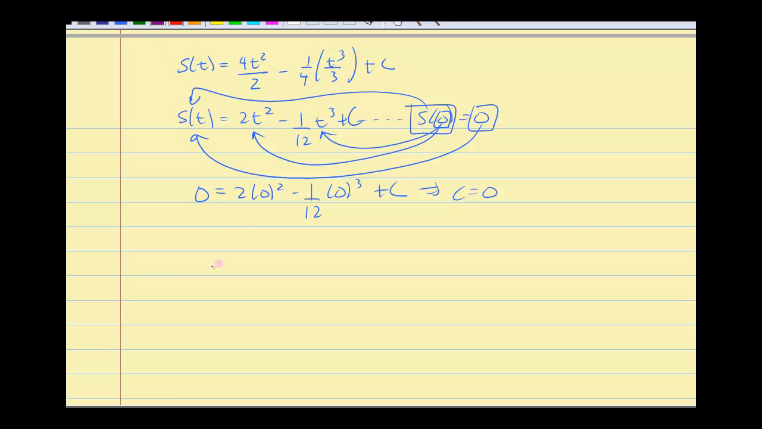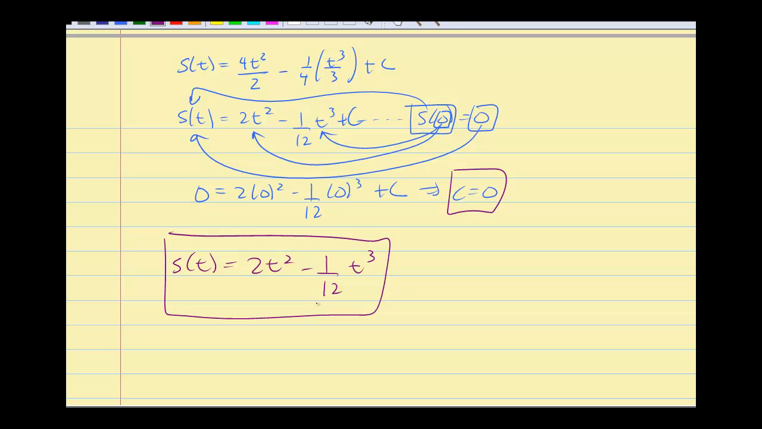So my position function looks like 2t squared minus 1/12 t cubed plus c. But I just figured out that under those initial conditions c is equal to 0. So this is my particular solution to that differential equation using those initial conditions. These types of problems are a little more interesting, using integration and antiderivatives to solve position, velocity, and acceleration functions, as well as looking at this in terms of initial conditions. In the next chapter we'll get into Riemann sums and explain why integration works the way it does, but for now we're just using this idea of antiderivatives.